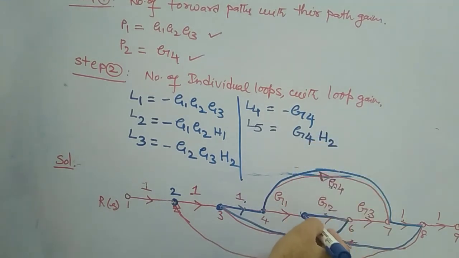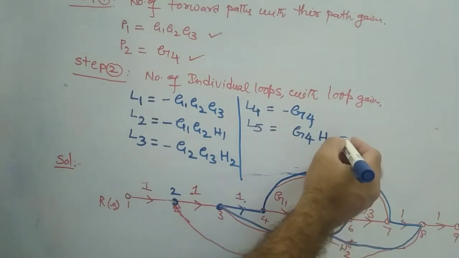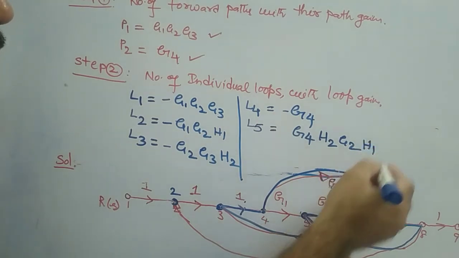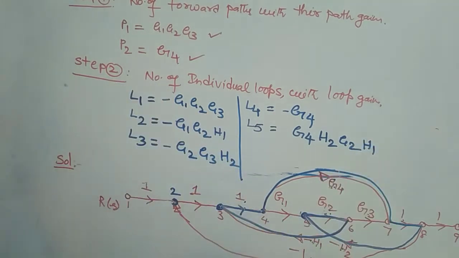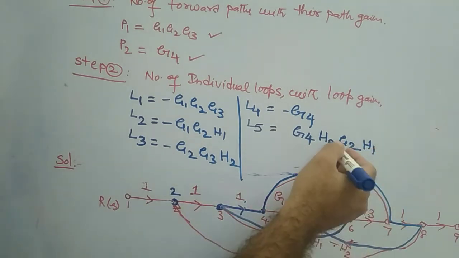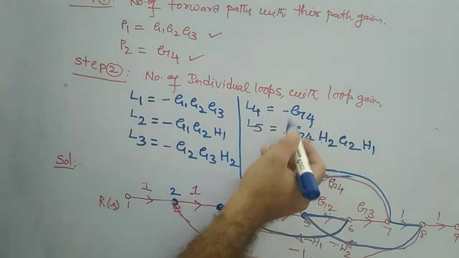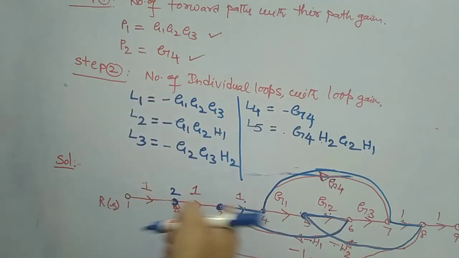G4 into H2, and from here to G2, again G2 will come. Sorry, from G2 again it comes to multiply with H1, and finally it is reaching this point 3. On this particular path you have minus H2, minus H1, these two are minus actually, therefore minus into minus is plus, so you have plus here. So these are the 5 paths you have actually.